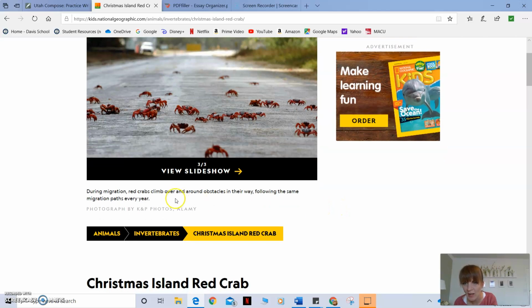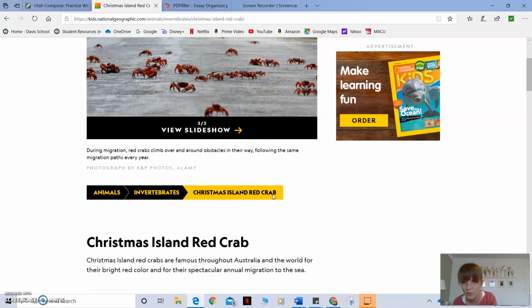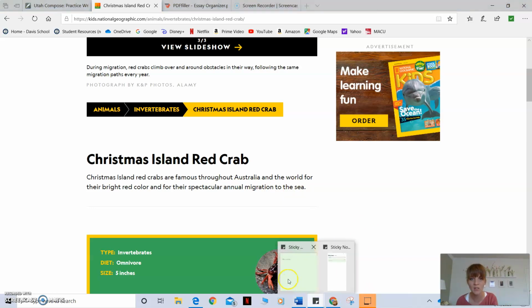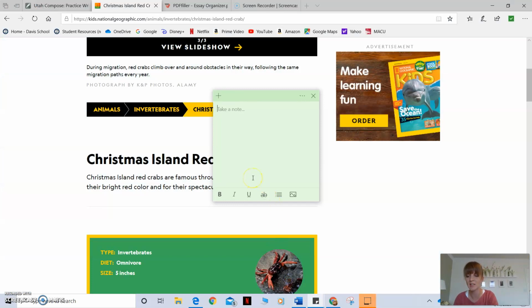During migration, red crabs climb over and around obstacles in their way, following the same migration paths every year. You could compare this to a turtle if you wanted to. Don't, that's confusing. Don't do that. Christmas Island red crabs are famous throughout Australia and the world for their bright red color and for their spectacular annual migration. Guys, I just got 2 Post-it notes. Watch this. Get your Post-it notes ready. Post-it note number 1. I'm going to write a CC on the top because I remember for Christmas crab. Got it?